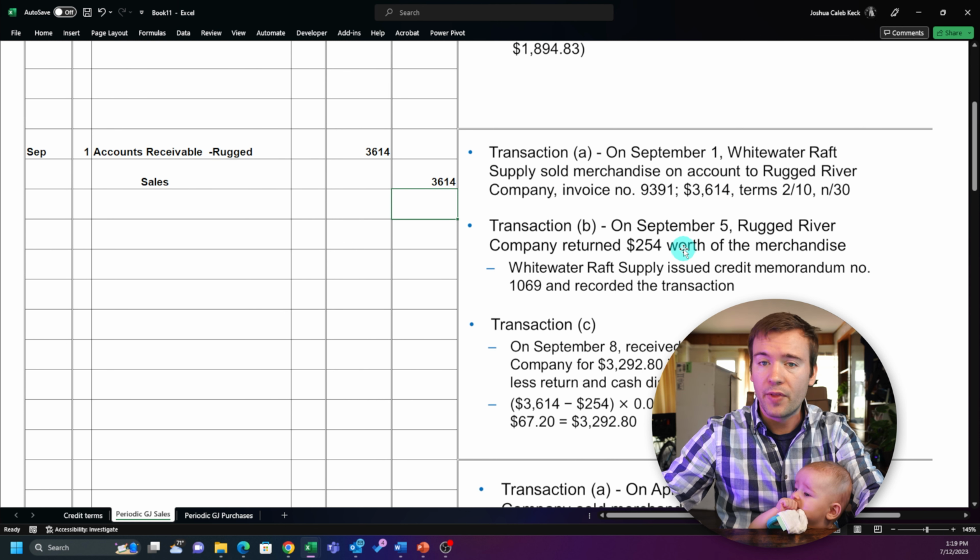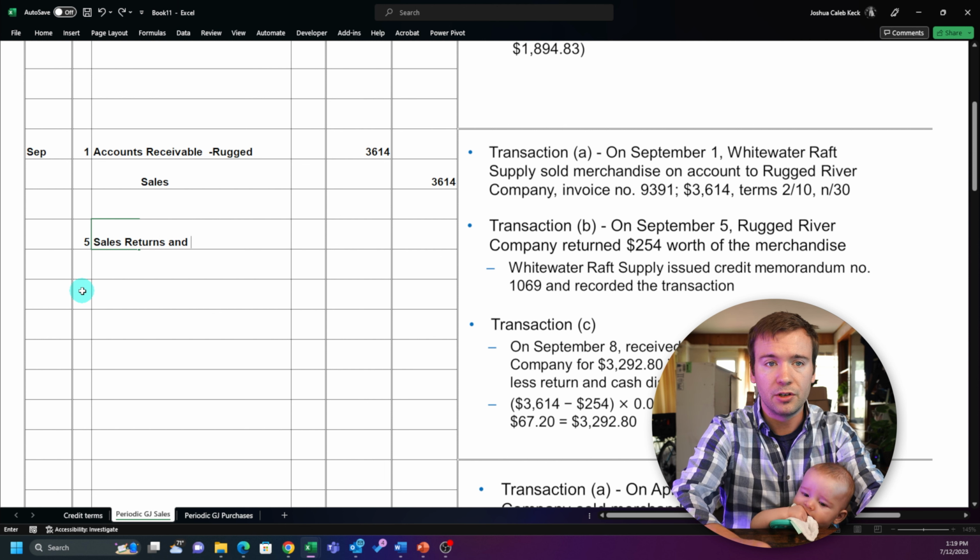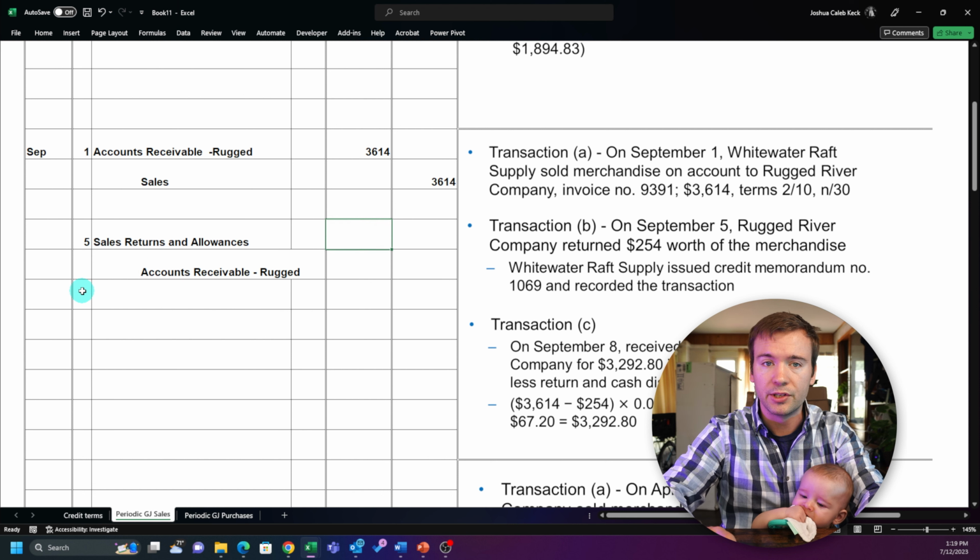And before that can happen, on September 5th, they returned some of the merchandise. So here on September 5th, we have a return of $254 worth of merchandise, and we issued a credit memo. So now we have a debit to sales returns and allowances, and a credit to accounts receivable to reduce how much they owe to us because we no longer sold this stuff. And that'll be for $254.